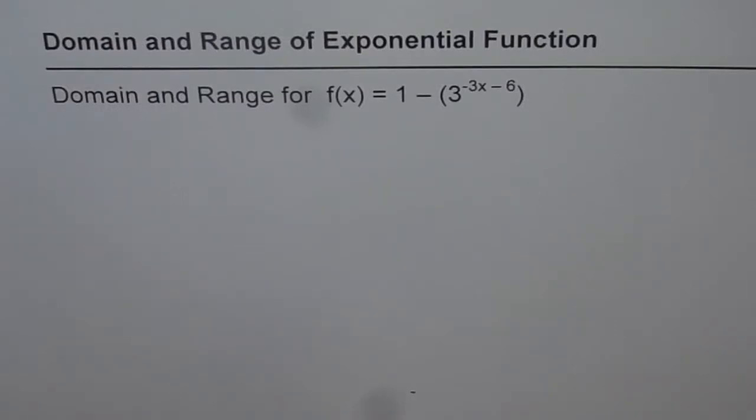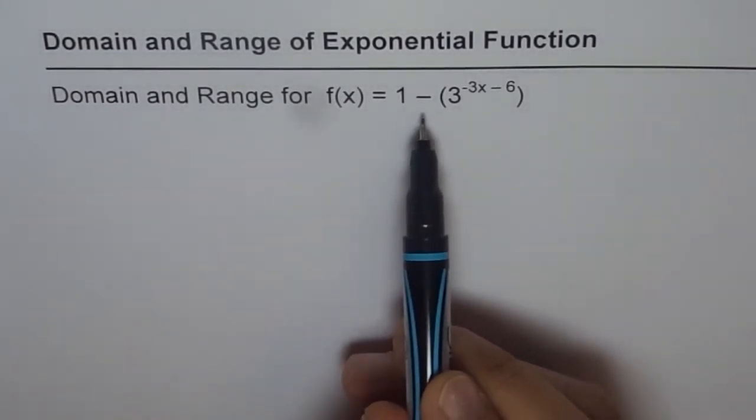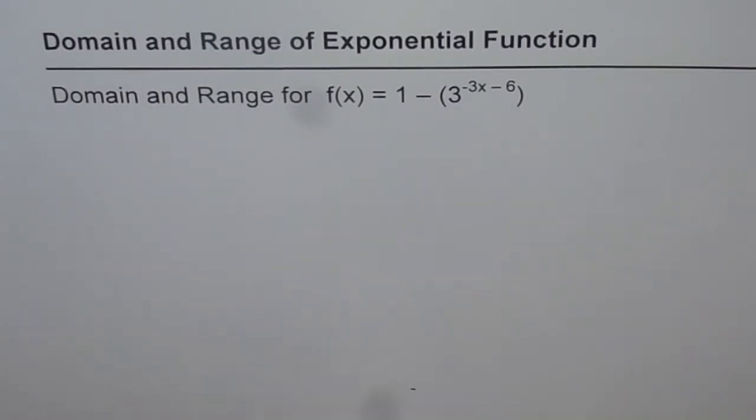Let us understand how to provide domain and range of an exponential function. We have a very complicated example to deal with. The question is: find the domain and range for the function f of x equals 1 minus 3 to the power of minus 3x minus 6. You can pause the video, copy the question, write your answer, and then check with my suggestion.